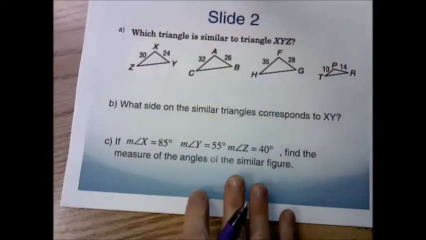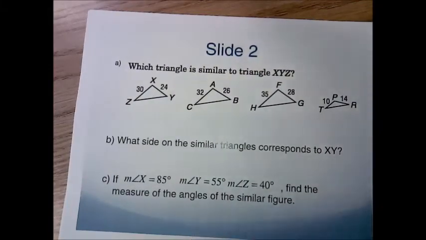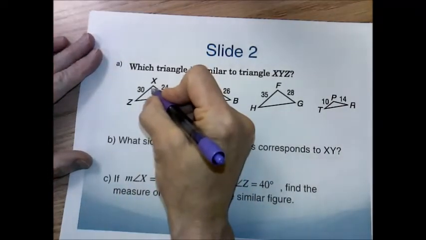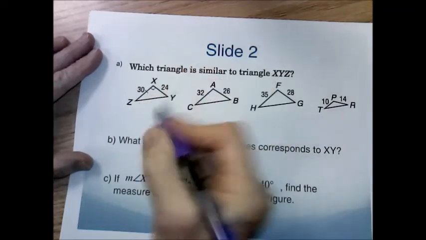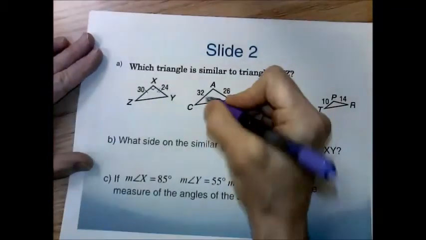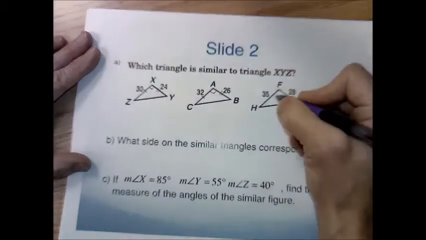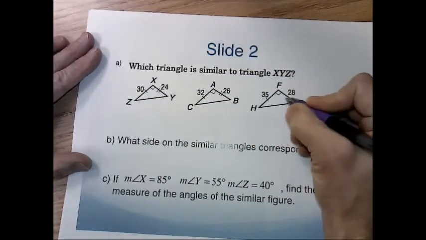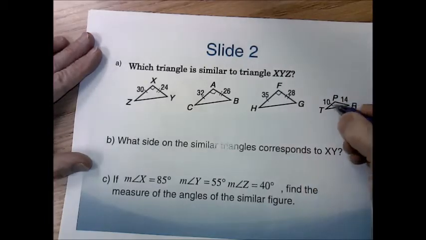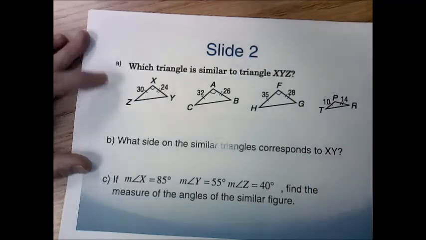All right, next slide. Slide 2. It says, which triangle is similar to triangle XYZ? So first, we'll go ahead and identify corresponding sides first. So here we have a little right angle, so let's name that side 1 and side 2. The right angle here, so this would be side 1, side 2. Your right angle, side 1, side 2, and side 1 and side 2.